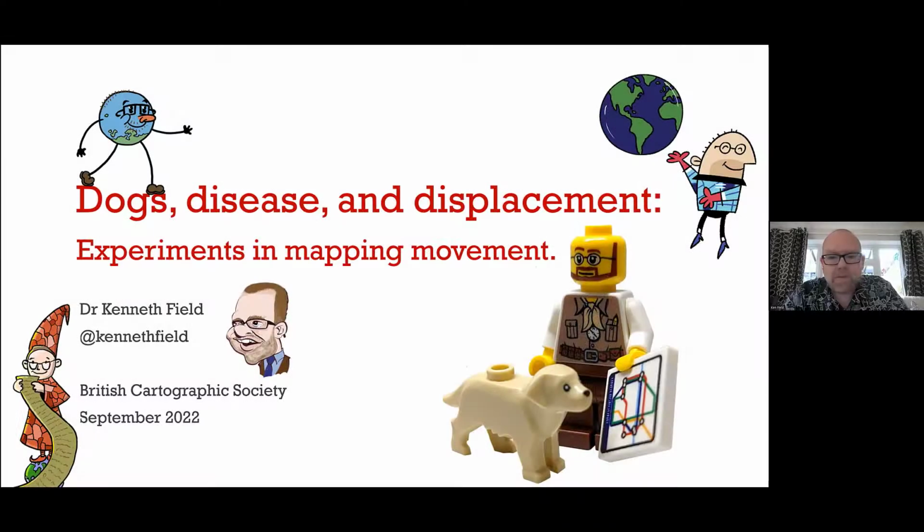Okay, so now for something completely different. Mapping movement has always presented cartographers with a sort of unique problem, particularly when we're dealing with static maps. Capturing an often dynamic phenomenon and displaying it meaningfully on a static map normally involves showing a slice of time, as we've seen for a lot of the work today.